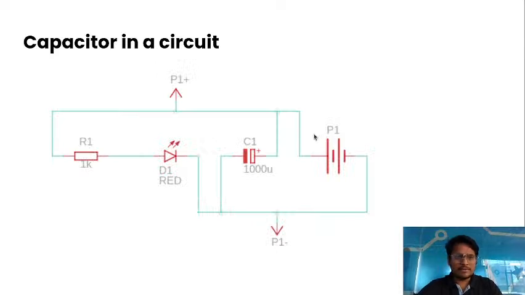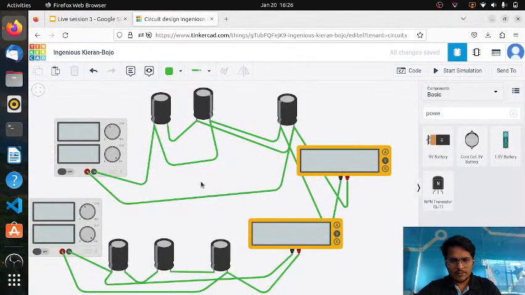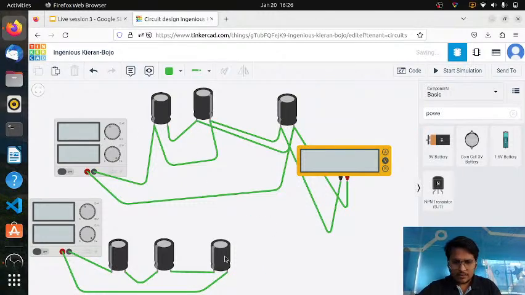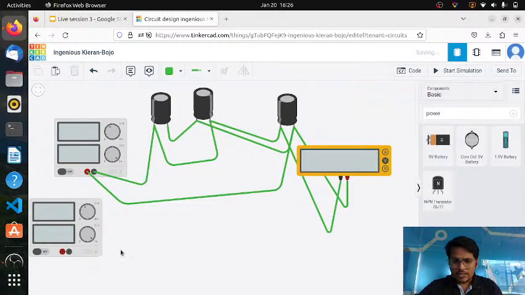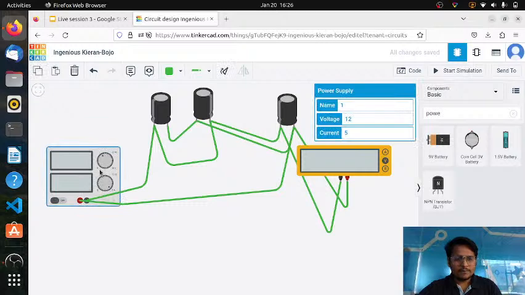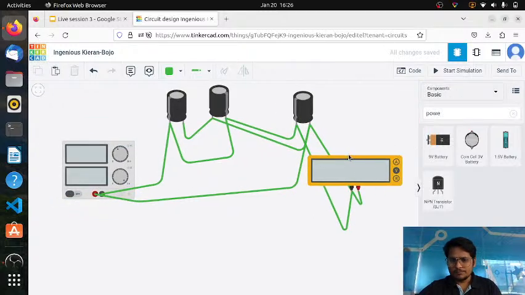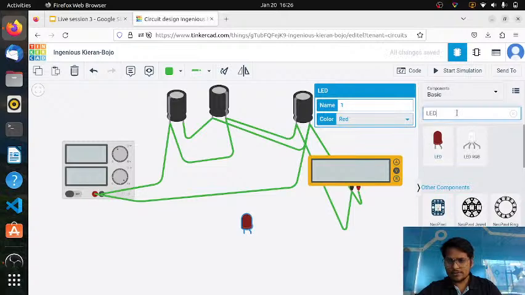Okay, so capacitor in a circuit, let me show you one more circuit of the capacitor where I will use LED, and we will see the LED connection, and with that connection again we will understand the parallel combination. So this time I am going to connect the capacitor in parallel, because we have seen if you connect the capacitor in parallel, the capacitance will be more. See, here I am going to take LED, and I will take a resistor also.